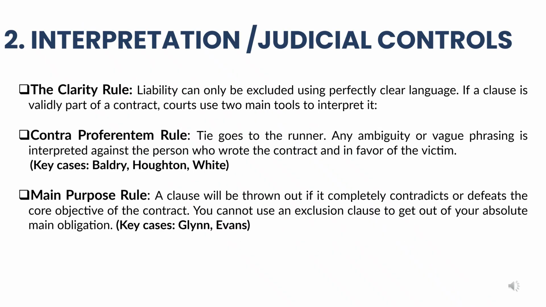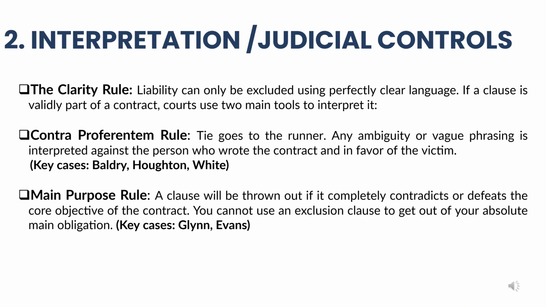Now that we have explored how exclusion clauses are incorporated into a contract, the next stage is interpretation and judicial control. Even when a clause has been successfully included, the courts must still decide whether it actually applies to the breach that occurred. The general principle is that liability can only be excluded through clear and precise wording. If the language is uncertain or ambiguous, the courts will step in to protect the weaker party.